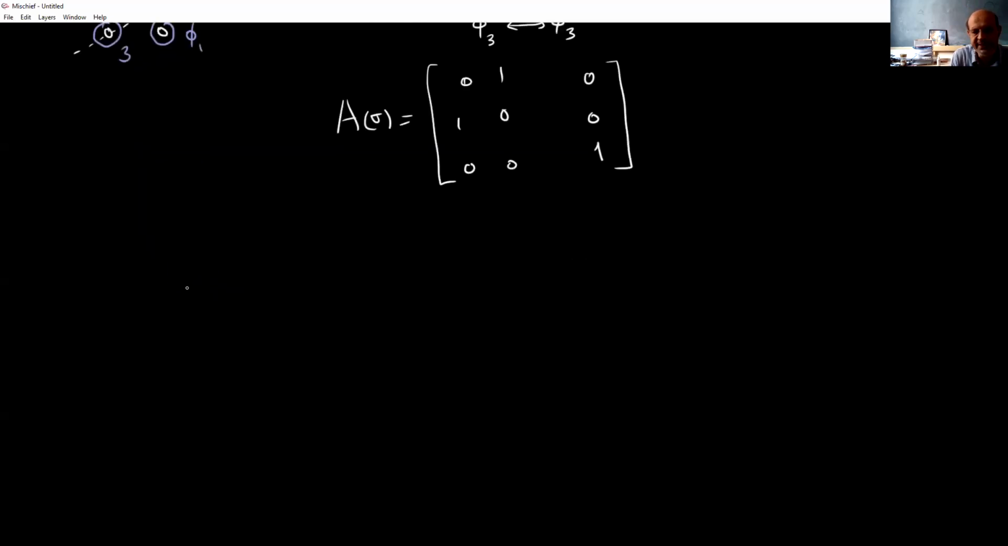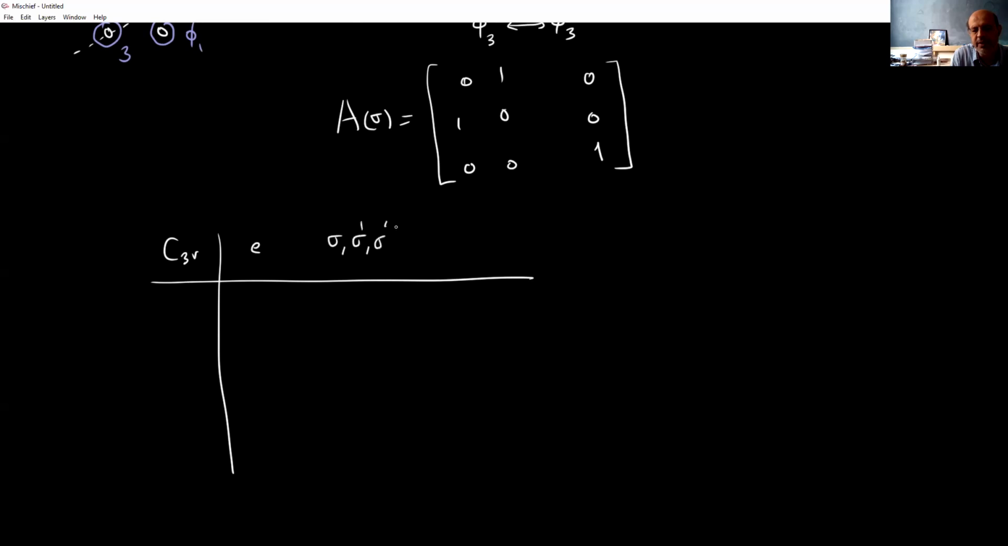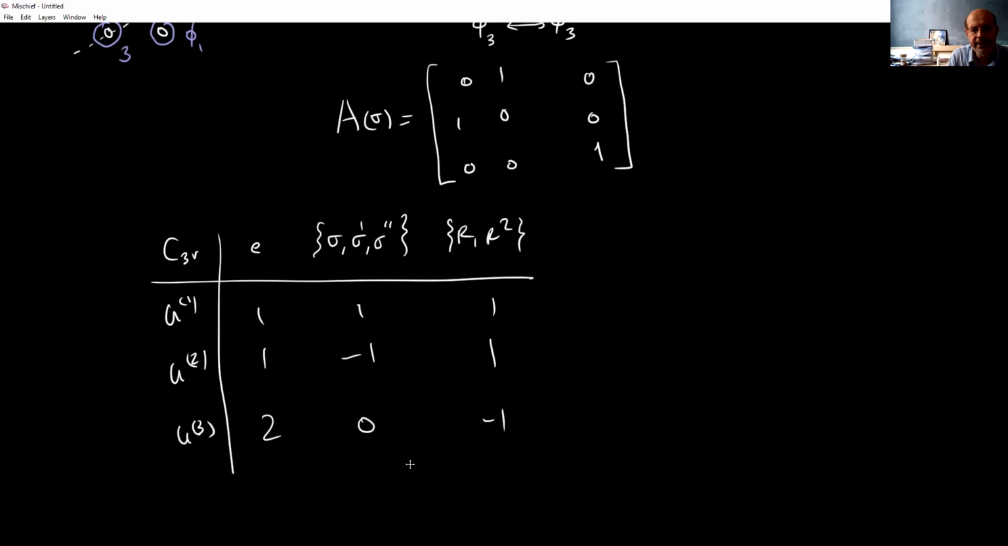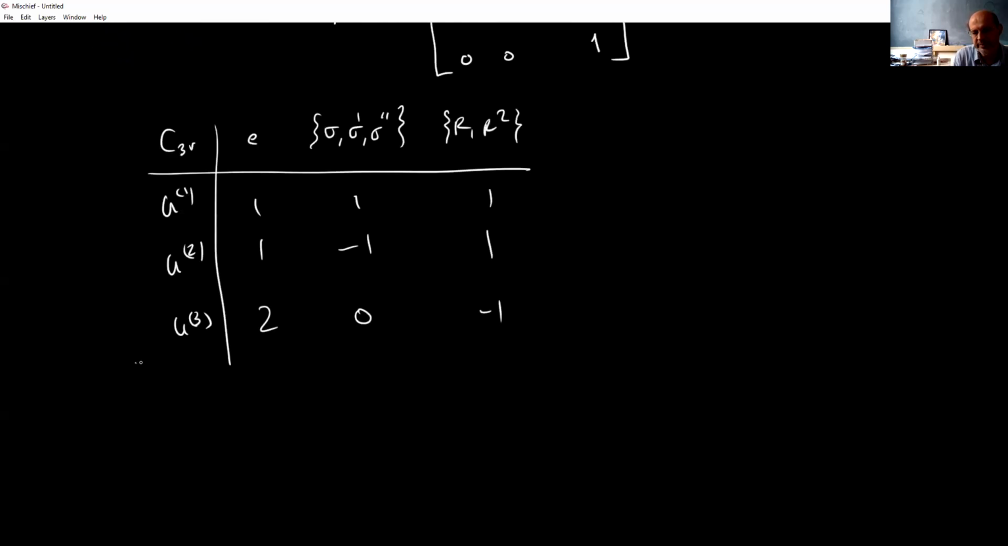Okay, so let's quickly do this. So we have the identity in here, the sigmas, sigma prime, sigma double prime, and we have r squared in here. It's the same group, except that the names change. And the representations are U1, U2, and U3. This is the trivial representation. The dimensions are 1, 1, 2. This has -1, 1 in here, and this has 0, -1, right? This is the character table for that group.